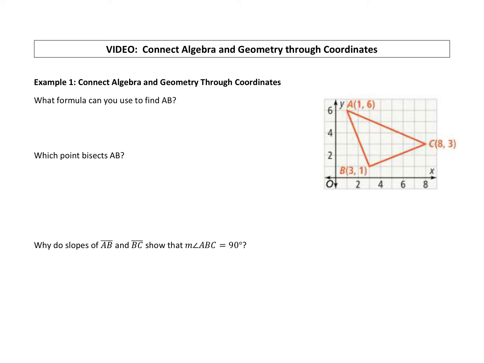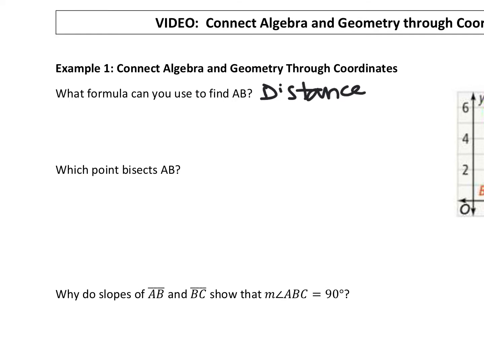That's our distance formula. So we can use the distance formula to find AB, and let's go ahead and do that. So our distance formula is AB is equal to the square root of x2 minus x1. So I'm going to use point A as my x2, y2. So 1 minus 3 squared plus y2 minus y1. So 6 minus 1 squared.